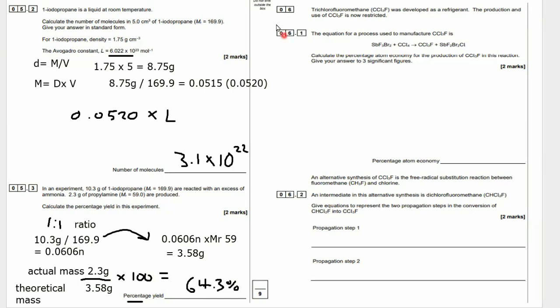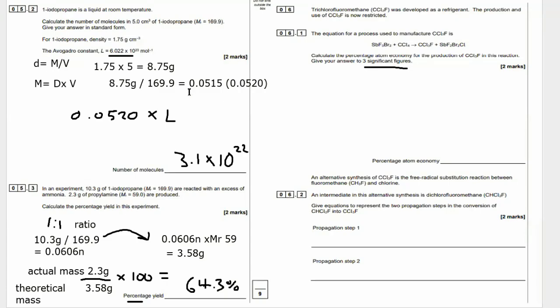All right, moving on. Question 6. Trichlorofluoromethane, CCl3F, was developed as a refrigerant. The production and use of CCl3F is now restricted. The equation for a process used to manufacture CCl3F is SbF3Br2 plus CCl4, arrow, CCl3F plus SbF2Br2Cl. Calculate the percentage atom economy for the production of CCl3F in this reaction. Give your answer to 3 significant figures. So that's going to be key. We're going to lose a mark if we don't use 3 significant figures.